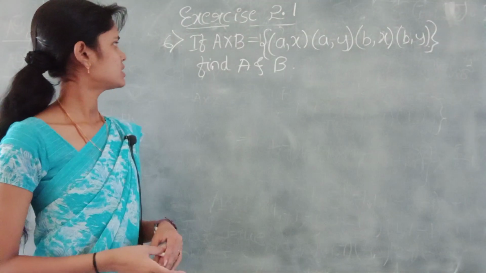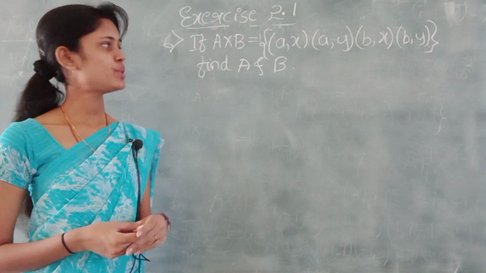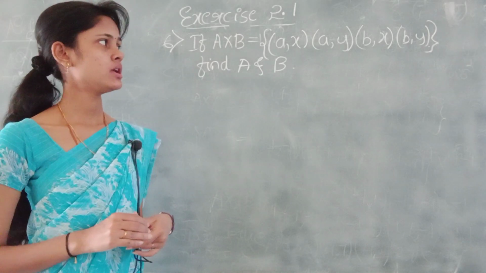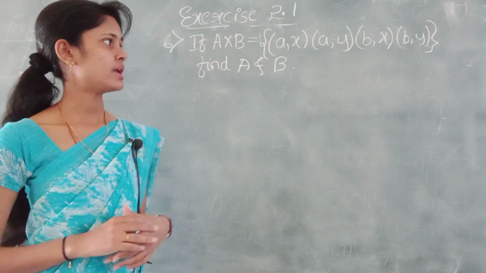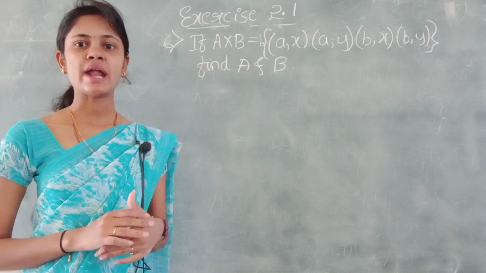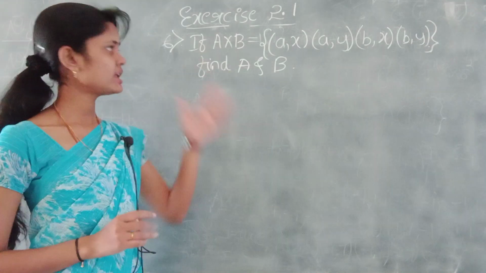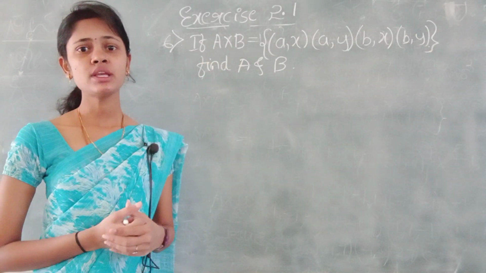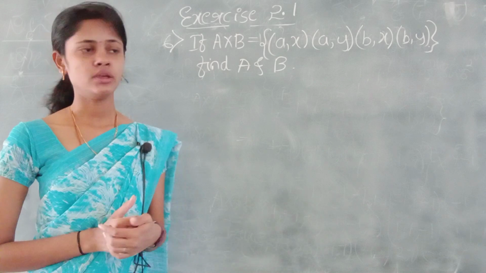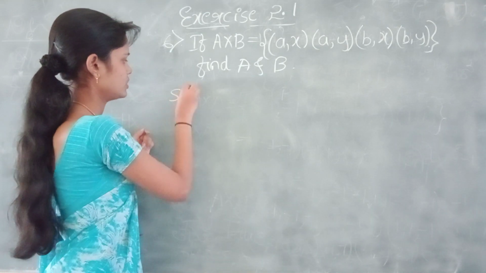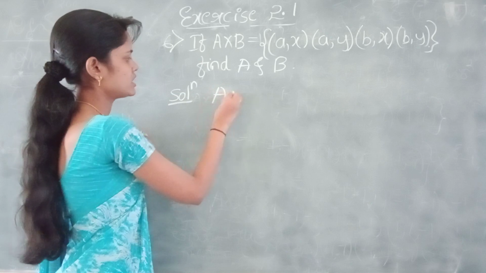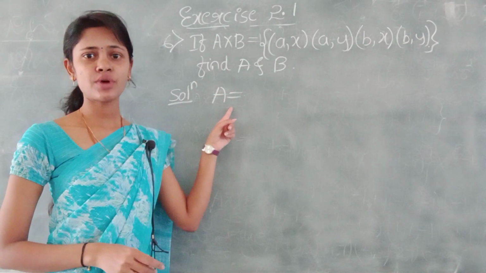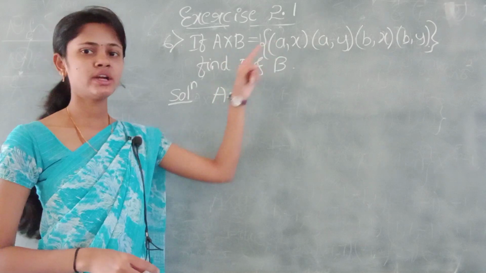Next example, the sixth one. If A cross B is equal to the ordered pairs A comma X, A comma Y, B comma X and B comma Y, then find A and B. So here the Cartesian product is already given and you have to find out the sets A and B. So you know the solution. A is equal to, how do we write the elements in A? Those are the first elements in the ordered pairs.